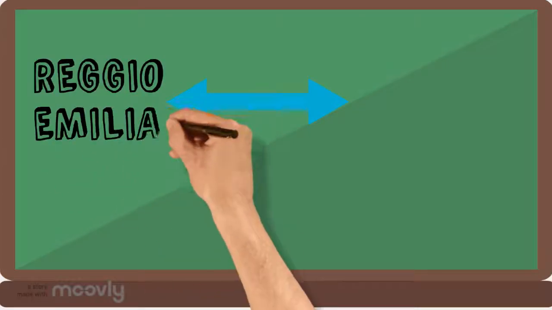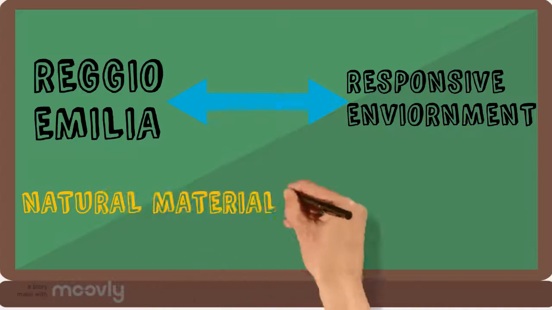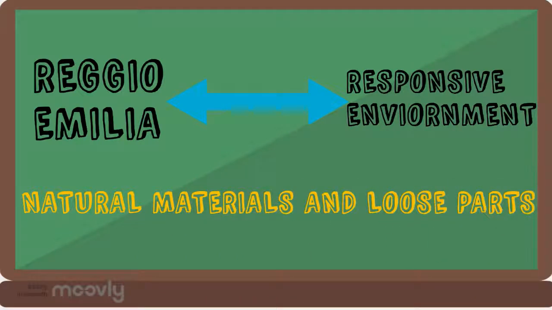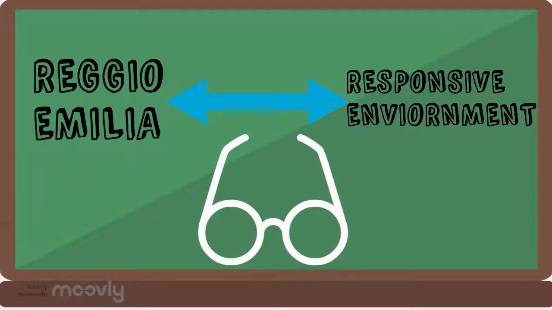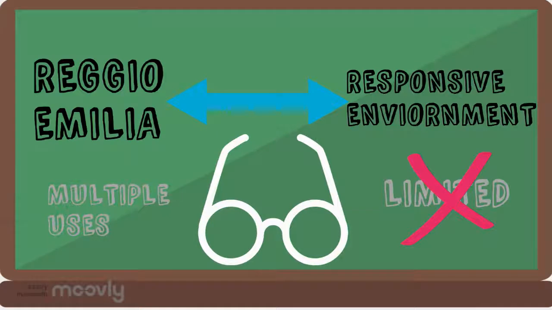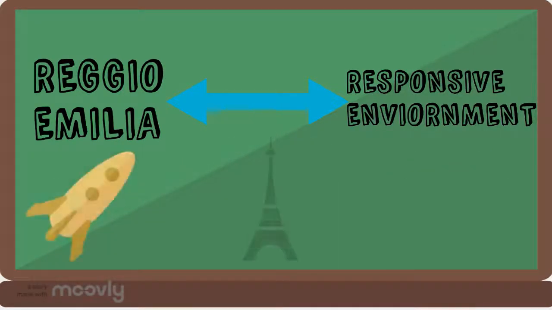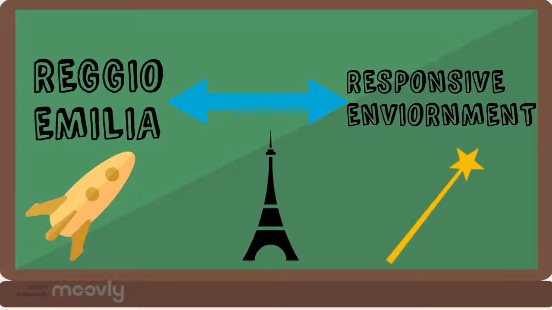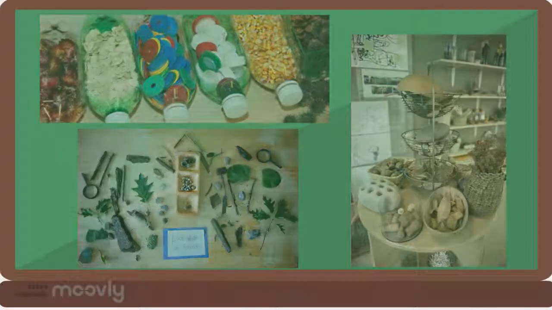Reggio also shares a link with the responsive environment with using only natural, recycled materials and loose parts. All of these are key for Reggio because it gives children a better look at what they are using. They are not limited to just one thing that is specific for one outcome of use. For example, using a plastic tube, the children can use it as a spaceship, a tower, a person, a sword, etc. Using loose parts and natural materials gets the children to explore their imagination and creativity.